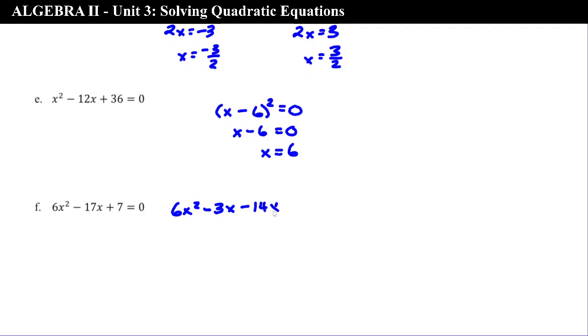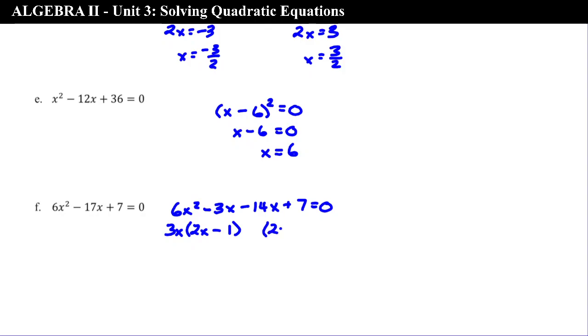So all I did was split up the -17. And when I did that, now I can factor by grouping. So let's group the first two terms. What can we factor out? We can factor out 3x. That leaves 2x in the first term minus 1 for the second term.